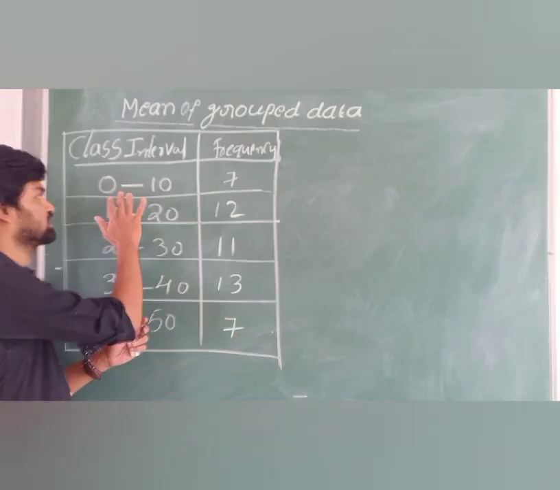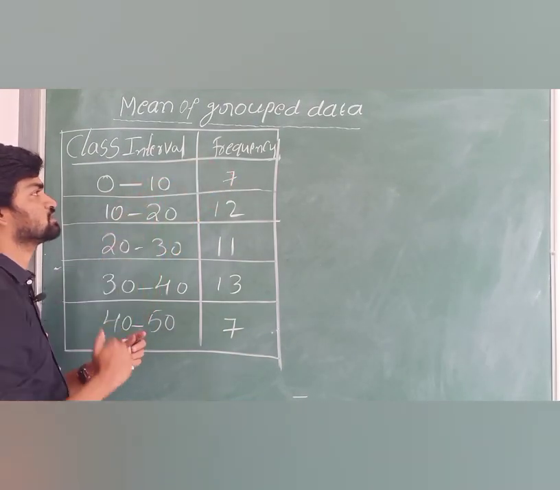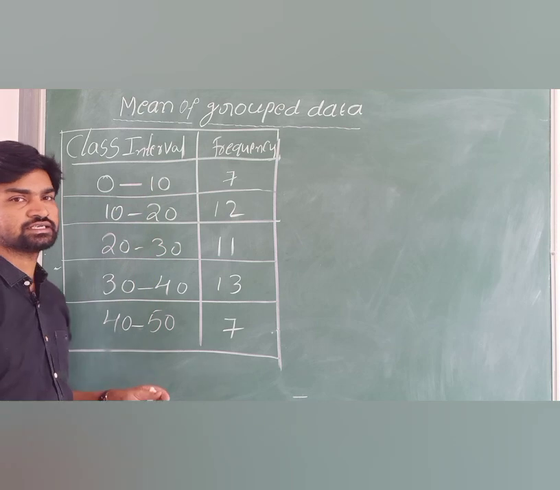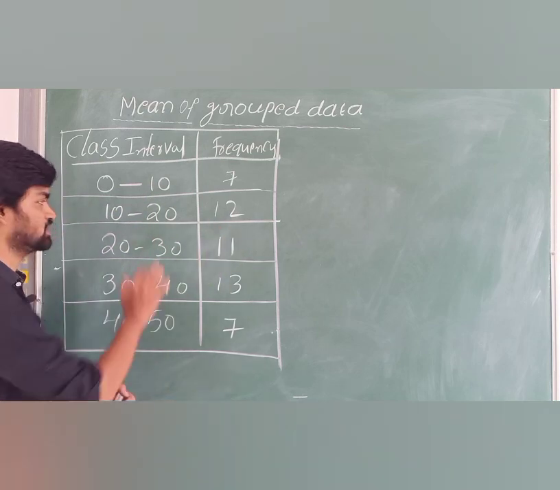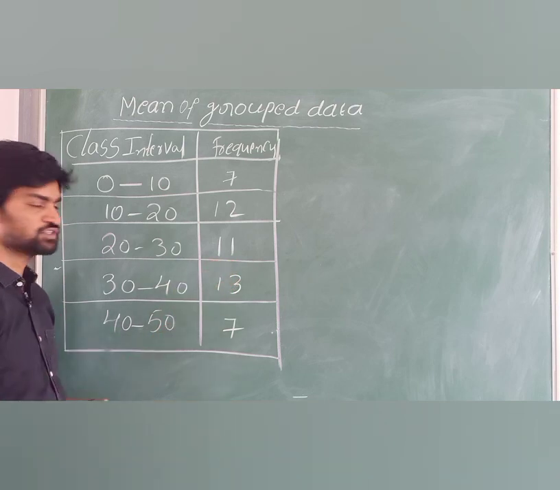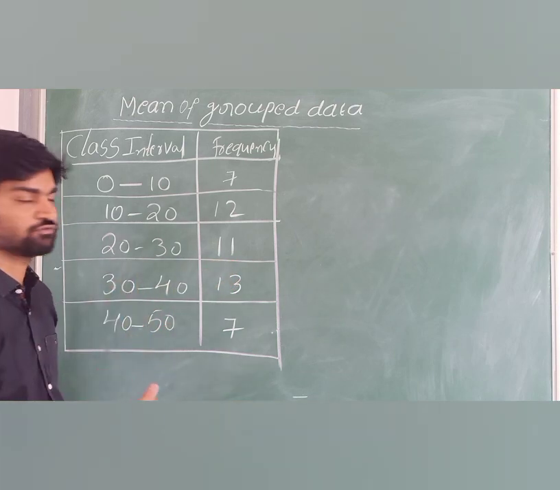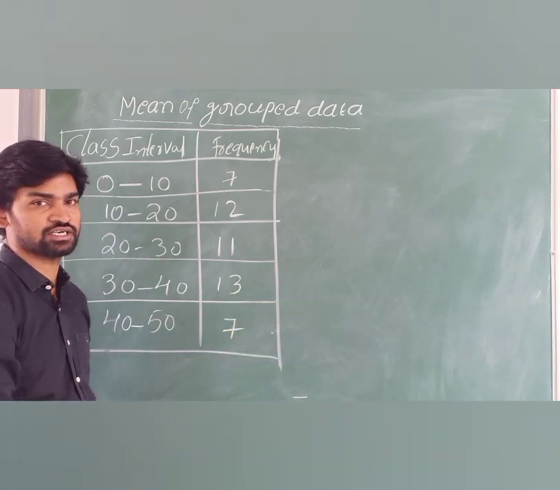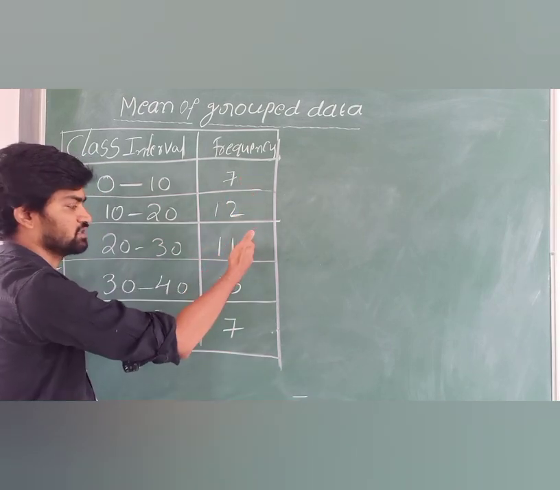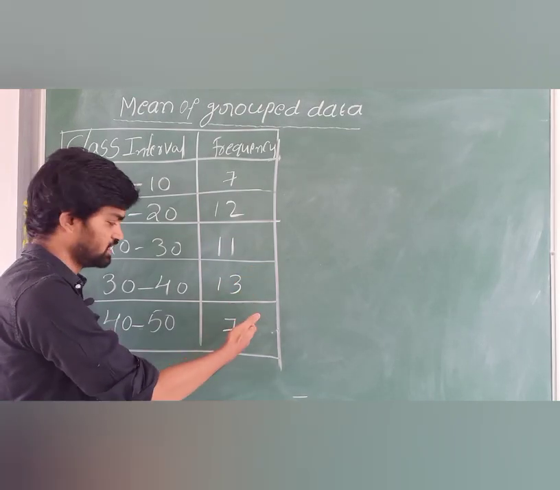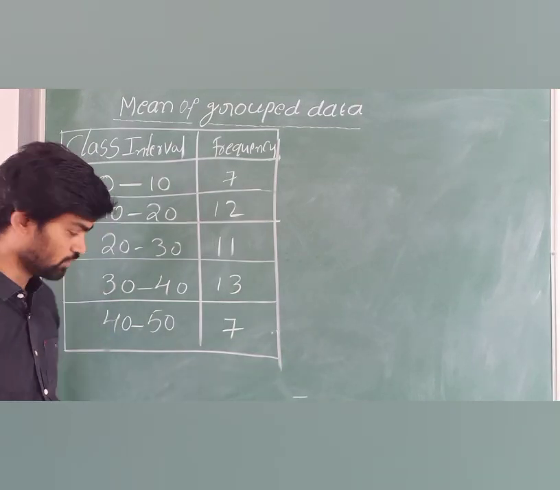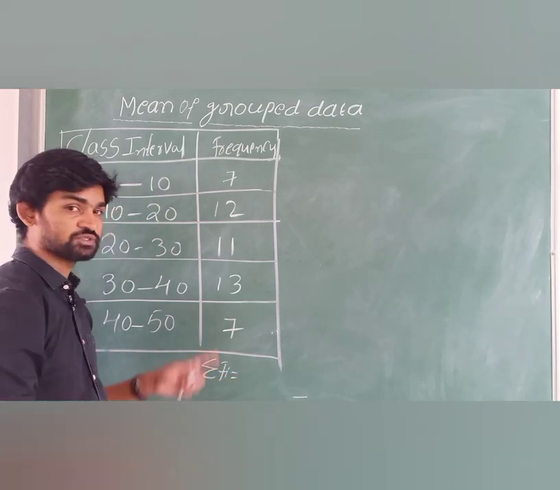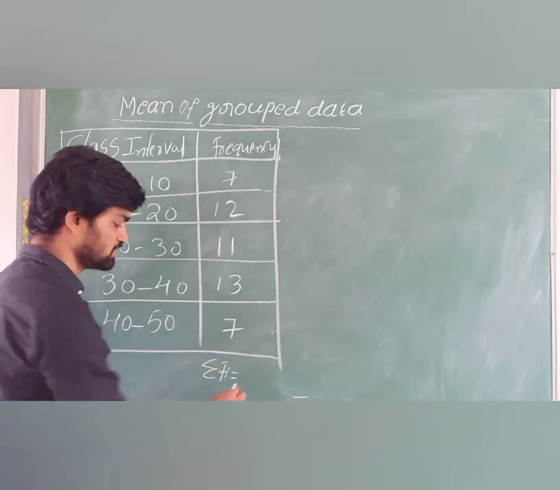See here, 7 students are in between 0 and 10 marks. Next, 12 students are there in between 10 and 20. Next, 11 students are there between 20 and 30. If you add all these, you will get 50, because the number of students is already given. 19 plus 11 is 30, 30 plus 13 is 43, and 7 more is 50. So this is our sigma Fi. The total number of students is 50, so the number of observations is 50 here.